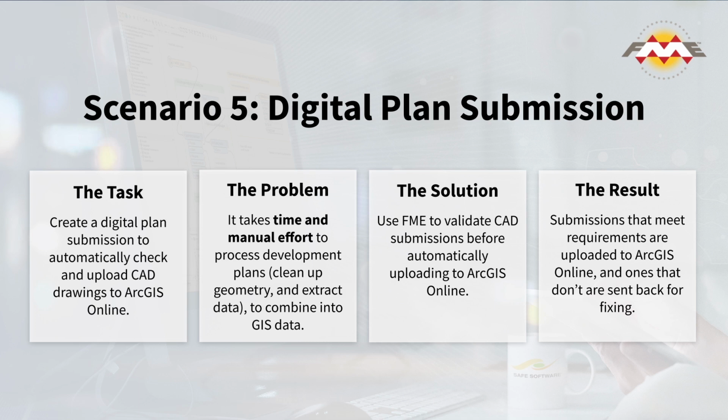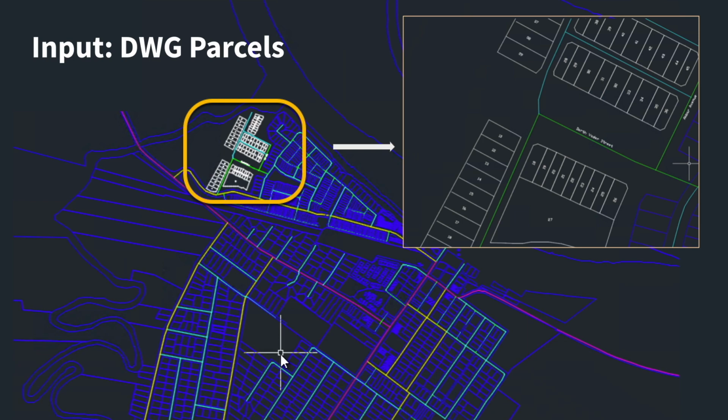So here we're going to pretend that we're a municipality that approves development plans. We'll create a web service for developers to submit their plans, check them for a certain set of standards, and either upload the file to ArcGIS Online if it passes, or return the sender a report of unmet requirements. This is a screenshot of our source data.